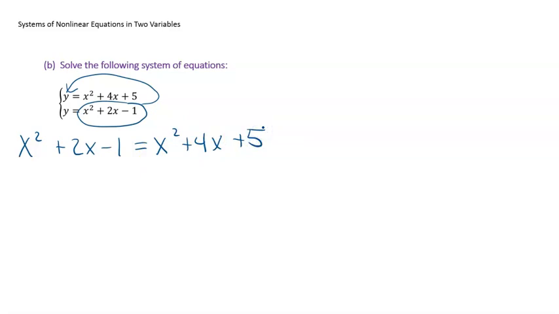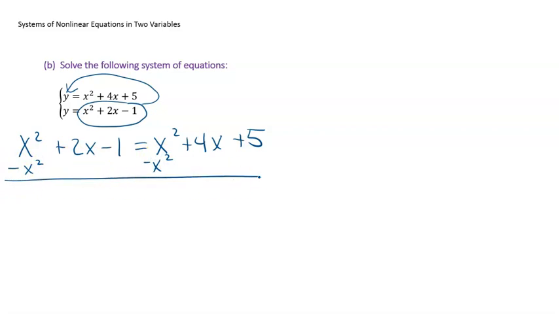Okay, now I need to solve this equation. Now, it's a quadratic, right? How do I know it's quadratic? Because it's got an x squared in it. So we already know the best thing to do is to get these guys equal to 0. So the first thing I'm going to do is subtract x squared from both sides of this equation.